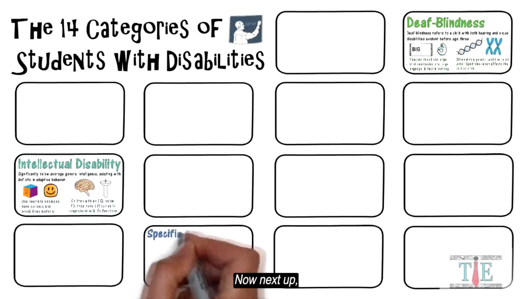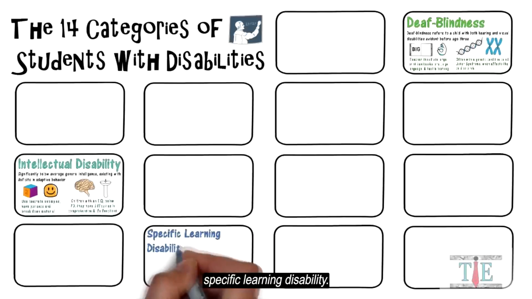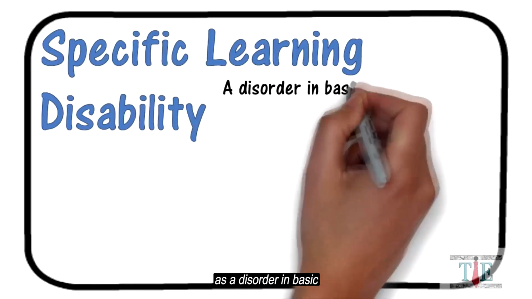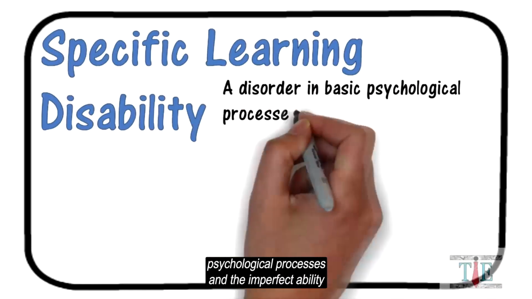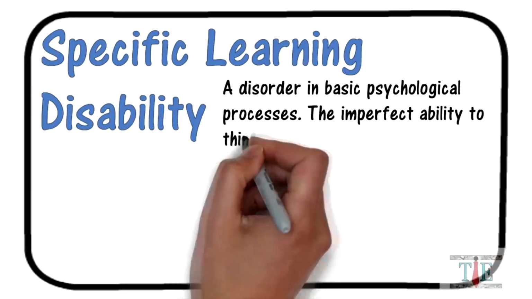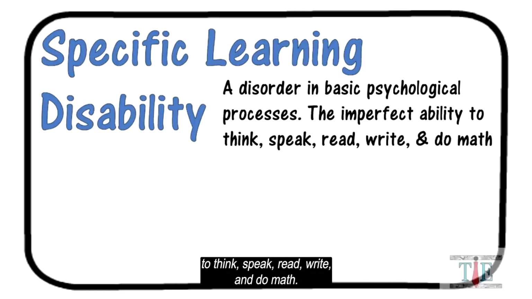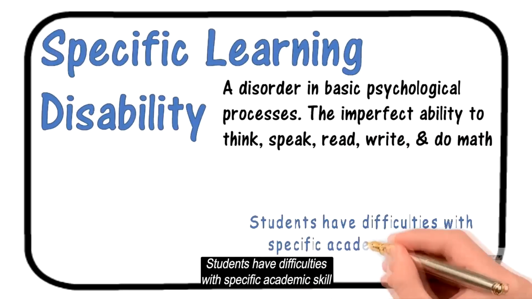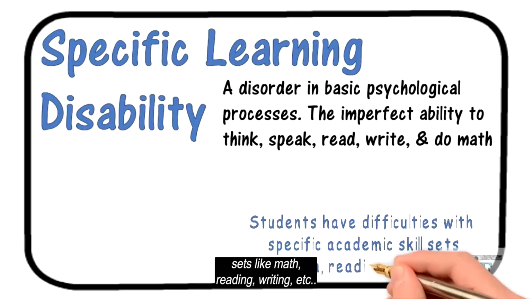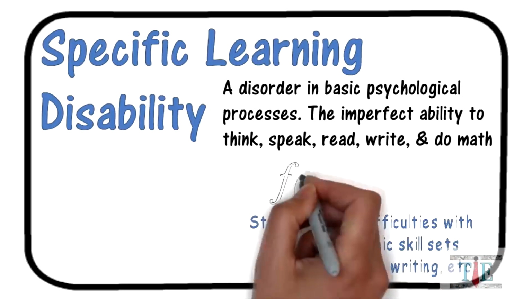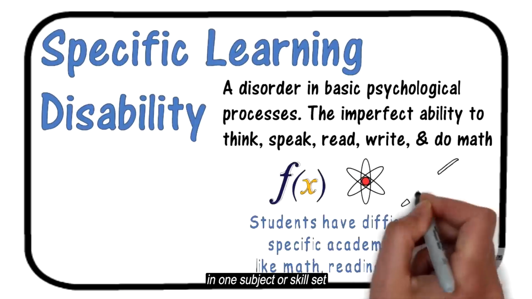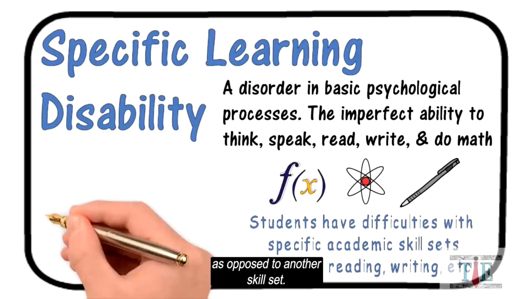Now, next up, specific learning disability. Specific learning disability can be defined as a disorder in basic psychological processes and the imperfect ability to think, speak, read, write, and do math. Students have difficulties with specific academic skill sets like math, reading, writing, etc. Students may struggle processing information in one subject or skill set as opposed to another skill set.